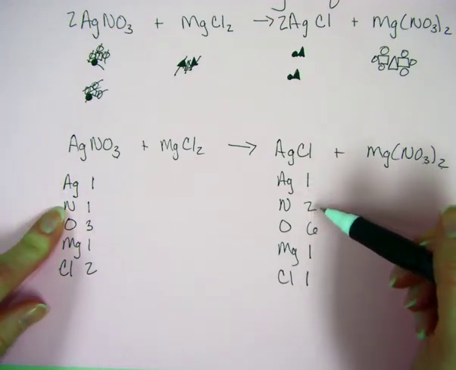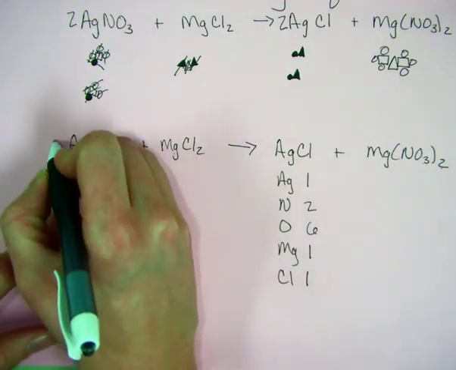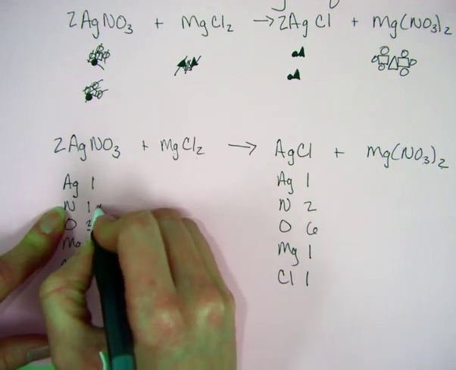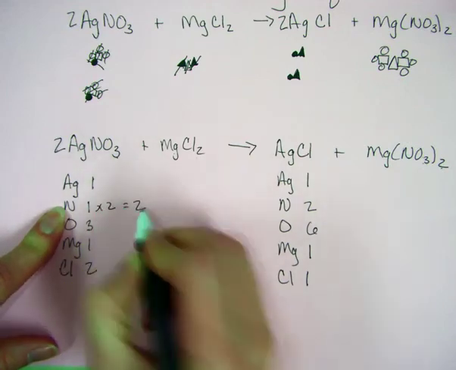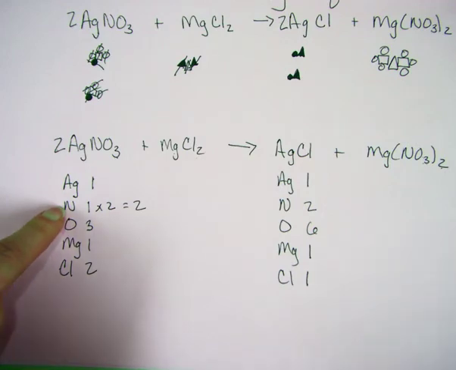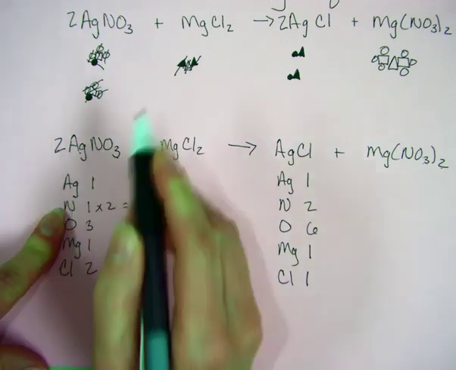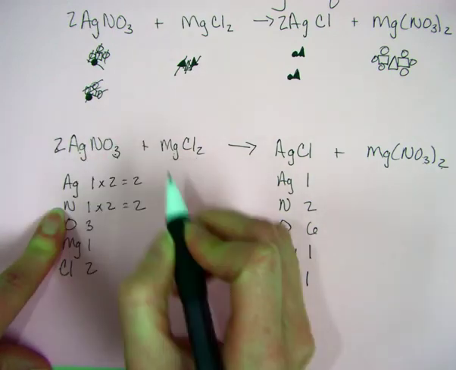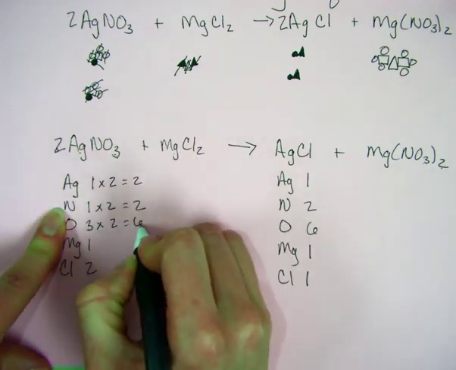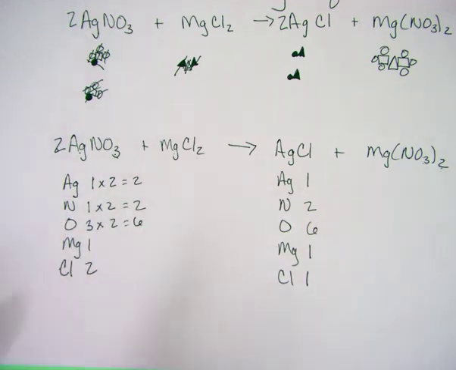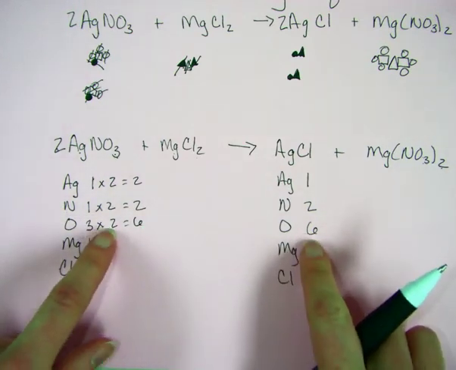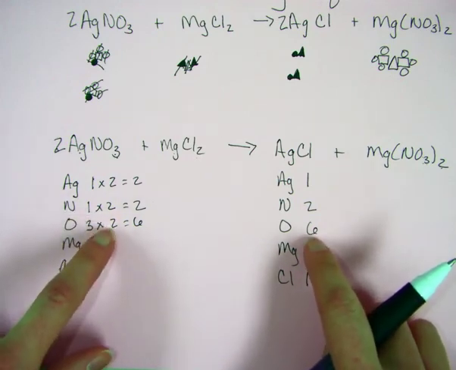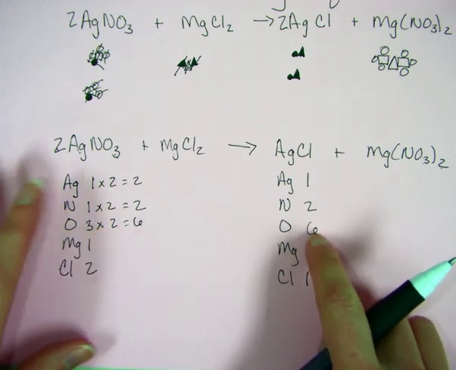Nitrogens are not okay. So to get these balanced, I need to put a big 2, or the coefficient, out there. So that coefficient makes this times 2 equals 2, which balances that out. That's great. However, it also means that there are now 2 silvers, and then 2 times 3 gives us 6 oxygens. Now the oxygens worked out in our favor because we had the 6 from over here originally.